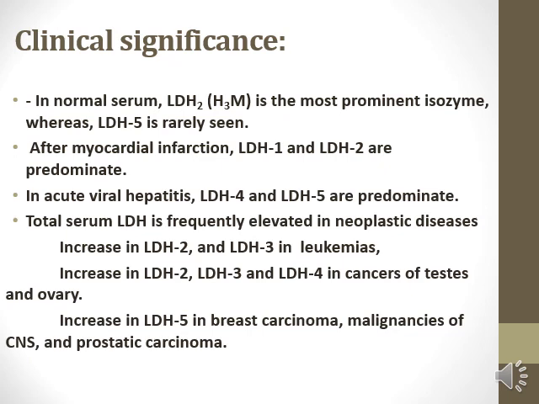In acute viral hepatitis, lactic dehydrogenase 4 and 5 are the most predominant. So the total lactic dehydrogenase is frequently elevated in many neoplastic diseases. For example, lactic dehydrogenase 2 and 3 in leukemia, lactic dehydrogenase 2, 3, and 4 in cancer testis and ovarian cancer. Increased lactic dehydrogenase 5 is seen in breast cancer, malignancy of CNS, and prostatic carcinoma.